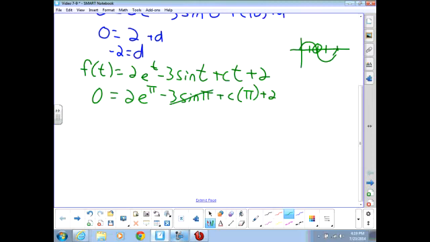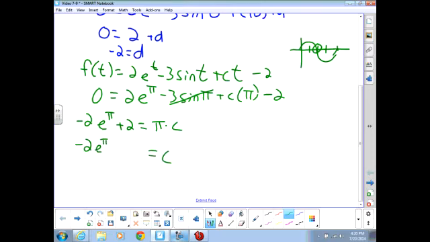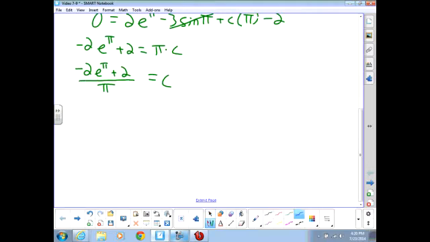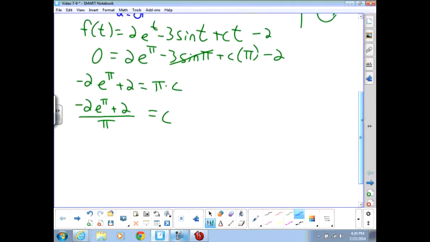What we'll do is we'll subtract. Oops, you know what? I wrote this in as a plus 2. This should be a minus 2 on the end. Sorry about that. We'll subtract the 2e pi over, so we'll have minus 2e to the pi. We'll add the 2 over, so we'll have plus 2, and that'll be equal to pi times c. To get c by itself, we'll divide the pi over, so we'll have negative 2e pi plus 2 all over pi. And it's kind of nasty looking, but it's just a constant. That's what our c will equal. That's what's going to multiply our t.